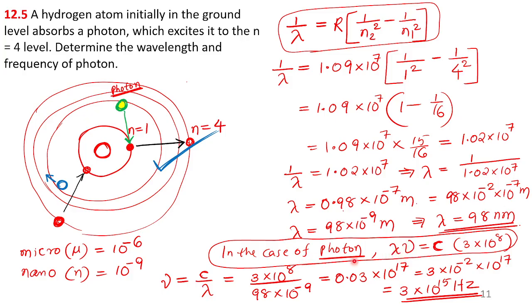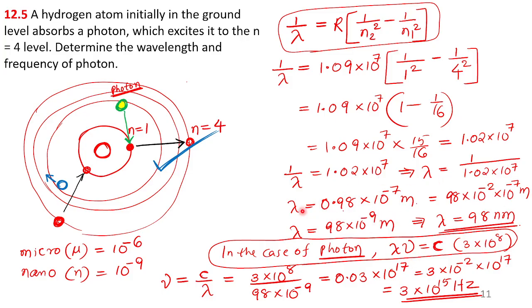So for every photon, lambda into mu is equal to c, where c is a constant having the value 3 into 10 raised to 8. This formula we have already studied, so please note that. Lambda mu equal to c. I got the value of lambda.